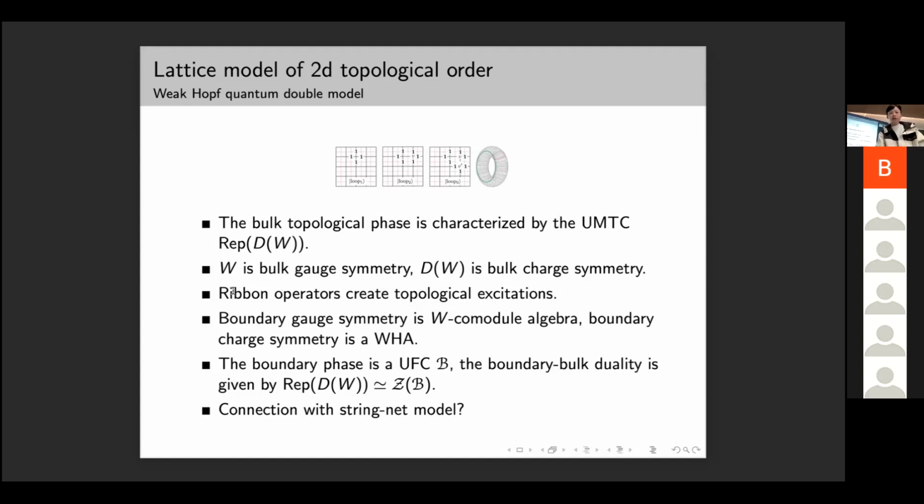And so the ring operator can construct it to create the topological excitation, which means that we have the ground state and we construct the ring operators. And at the ends of these ribbons, there are topological excitations.